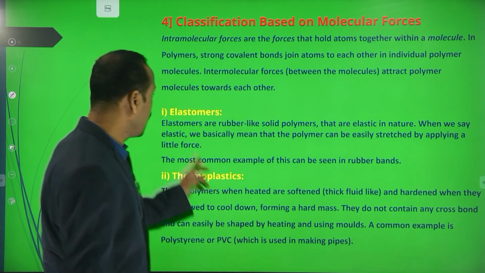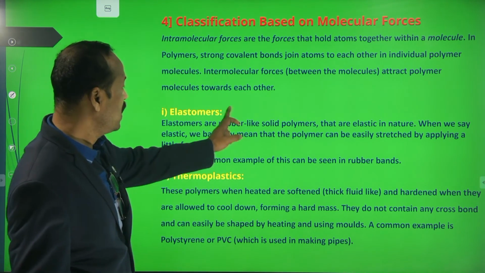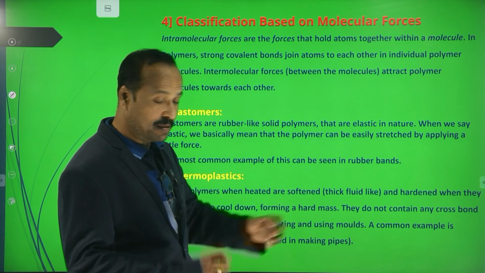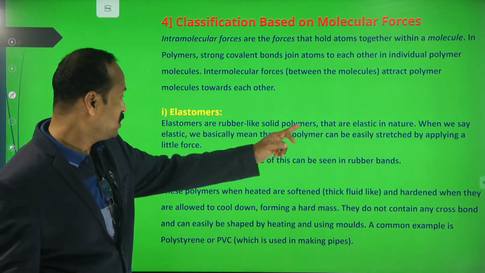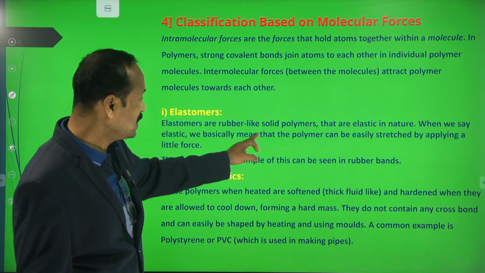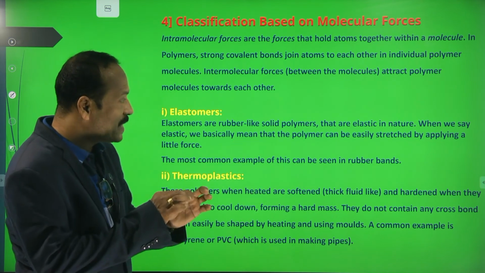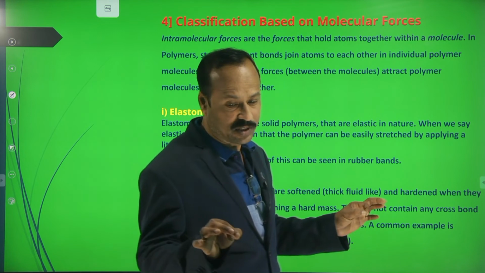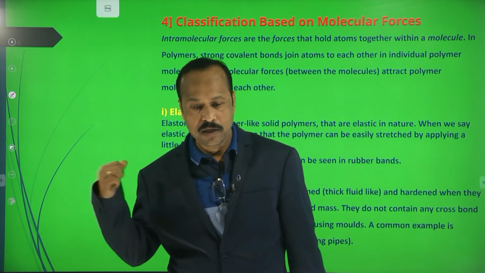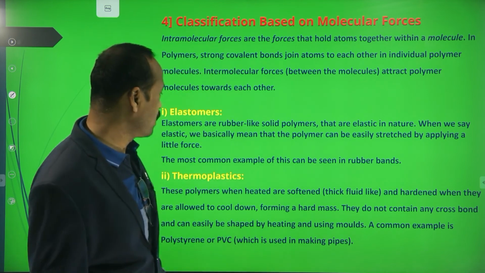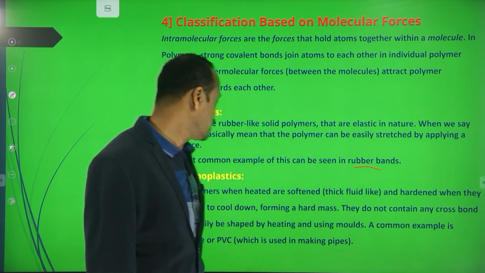So see, elastomers are rubber-like solid polymers. They are elastic in nature. Elastic in nature means what? When we say elastic, we basically mean that the polymer can be easily stretched by applying force. Clear to you? An example we can see is the rubber band. This is called elastomers.